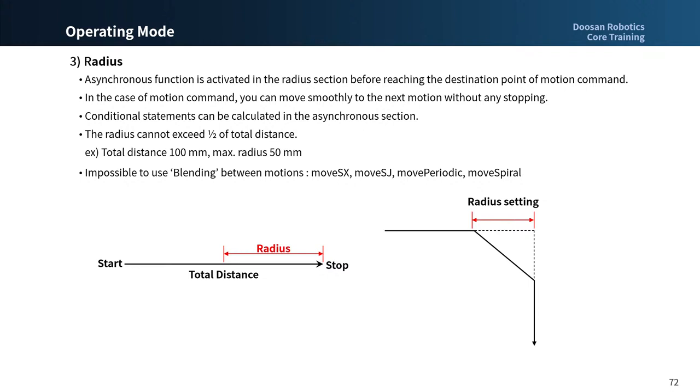So there are motions that cannot be blended, such as move SX, SA, move periodic, move spider, move B. As shown previously, those commands have already been blended. If you use those commands after applying a radius value, you face an error message. If necessary, use the wait motion or stop motion command to avoid the error.